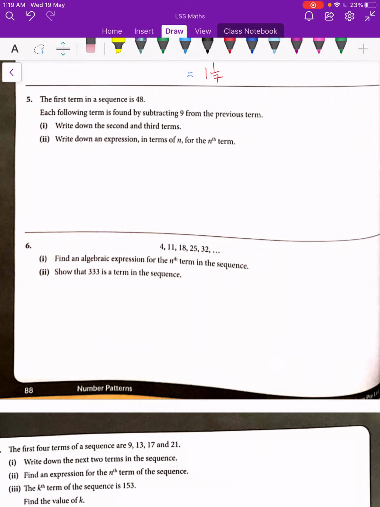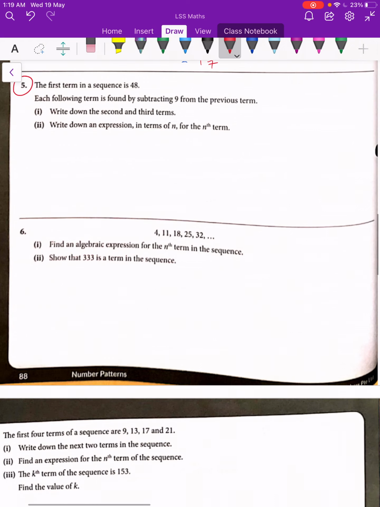So for question 5, the main concept here will be to teach you how to write an expression in terms of n for the n term. I believe you can do part 1 yourself. So let's look at the n term, how to write an expression for the n term.